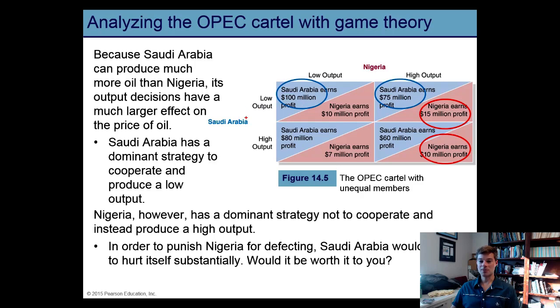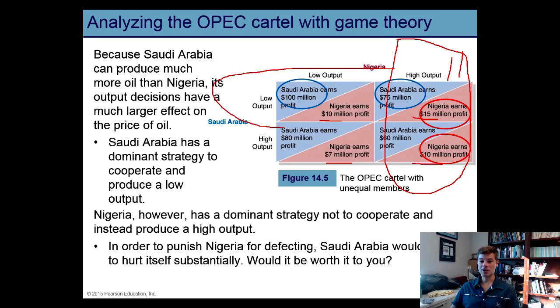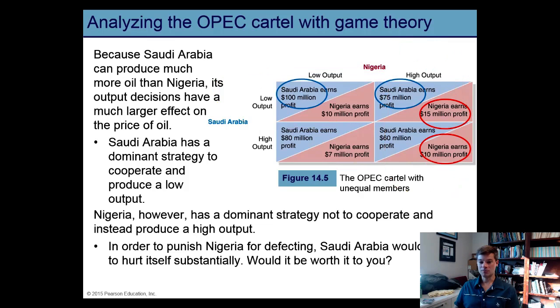Nigeria has a dominant strategy, and their dominant strategy is to pick the second column. If Saudi Arabia picks the first row, Nigeria's profits are higher in the second column. If Saudi Arabia picks the second row, Nigeria's profits are higher in the second column. So Nigeria's dominant strategy is the second column, which is high output. Saudi Arabia's dominant strategy is the first row, which is low output. And so the Nash equilibrium is for the firms to be in the upper right-hand box.